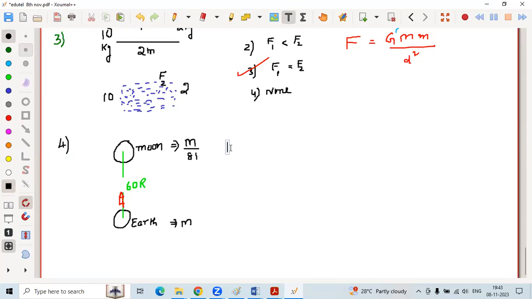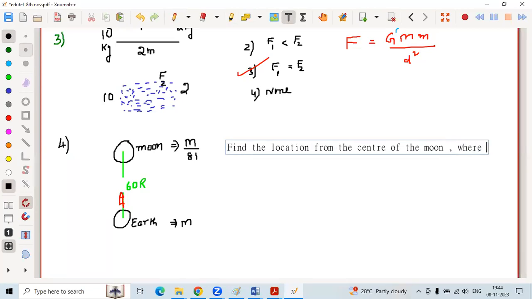This is also a previous year question. I'm typing here. Find the location from the center of the moon where the gravitational field intensity will become 0.